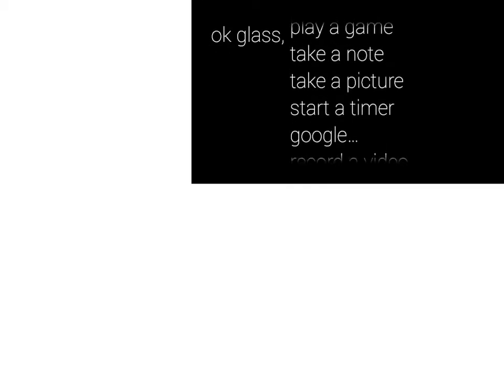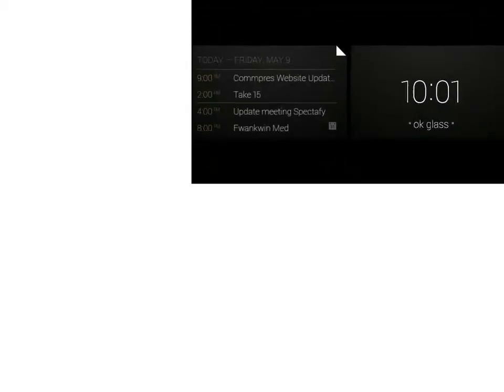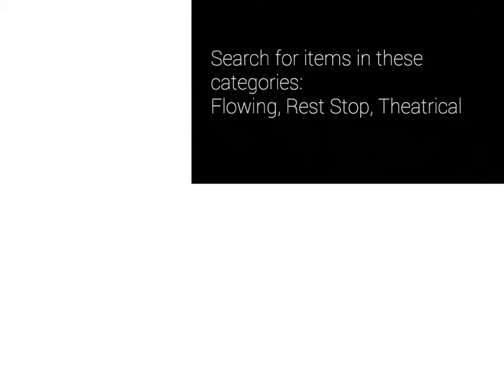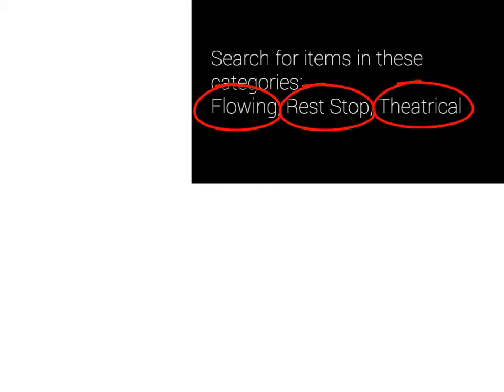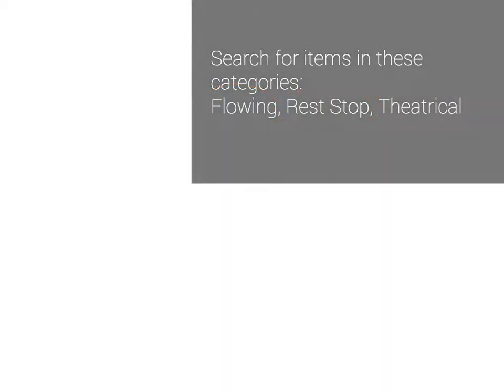So throughout this course, we're going to build a scavenger hunt game. A scavenger hunt game is a game where you go out and you find things, and the way we'll find things is by taking pictures. We're going to do this in a very Glass way. So we can say things like, okay Glass, play a game, and then we'll jump into our application. What we get here in this case are categories: flowing, rest stop, and theatrical. The idea is we'll go out and find things in those categories and take pictures of them, and that's our game, to try to find all those things.